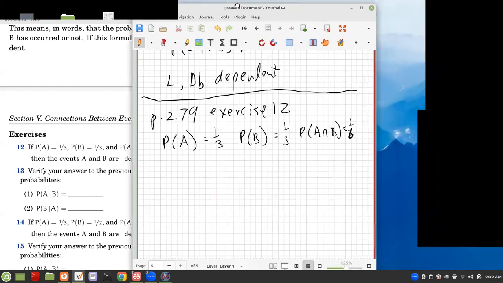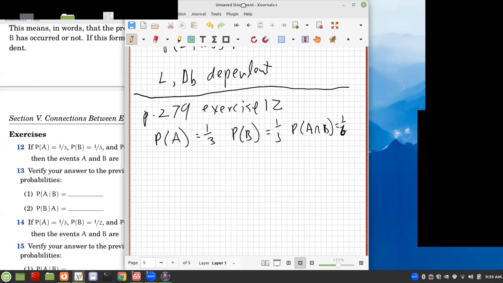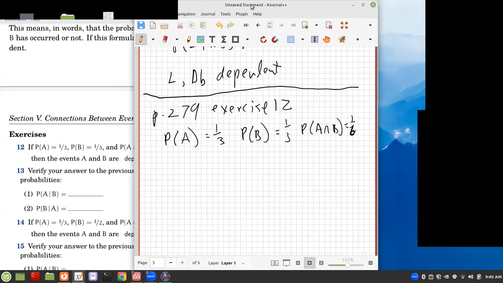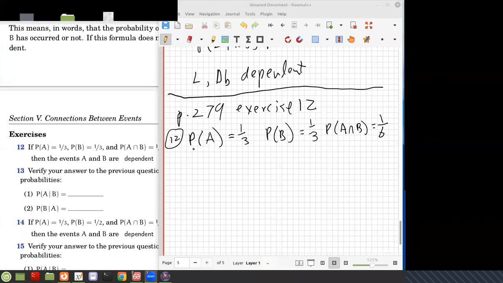So what I want you to do is pause the video at this point if you're listening to this, or in real time if you are recording. Okay, so here is how you do that. Here's how you figure out this exercise.